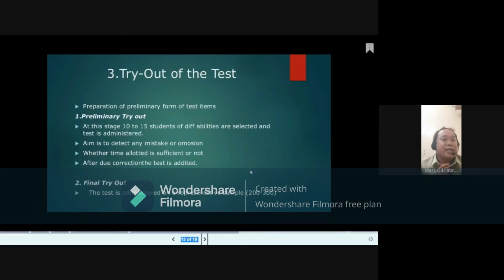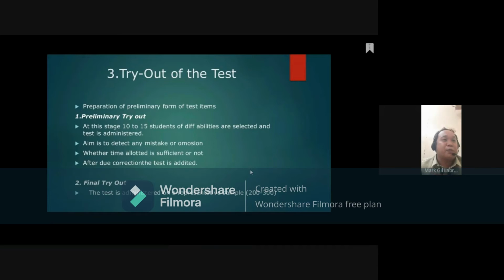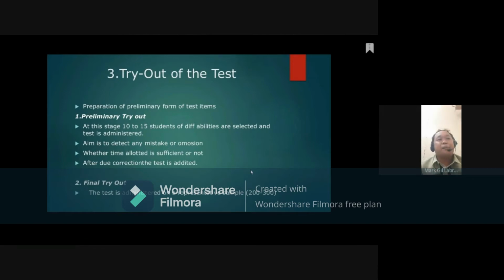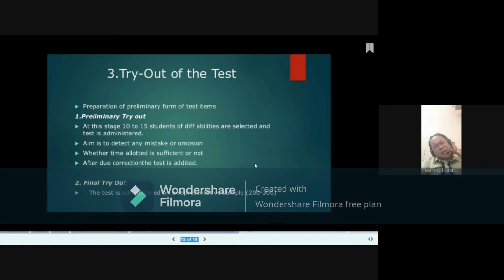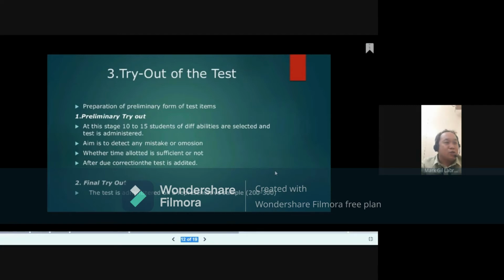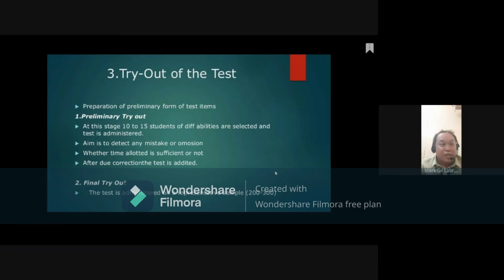Okay. Number three, the third principle is tryout of the test. Why should we have the tryout? Meaning, it's the preparation of the preliminary form of test items. So number one, we have the preliminary tryout. At this stage, 10 to 15 students of different abilities are selected and the test is administered. Actually, meron talagang dapat ganyan. Before you conduct the test, may mga tryout. It aims to detect any mistake or omission, whether time allotted is sufficient or not, and after due correction, the test is edited.